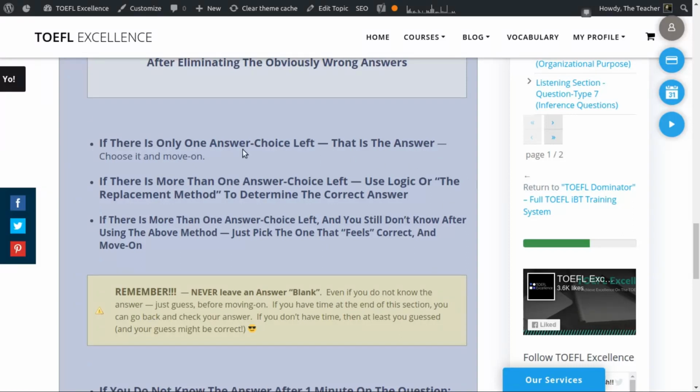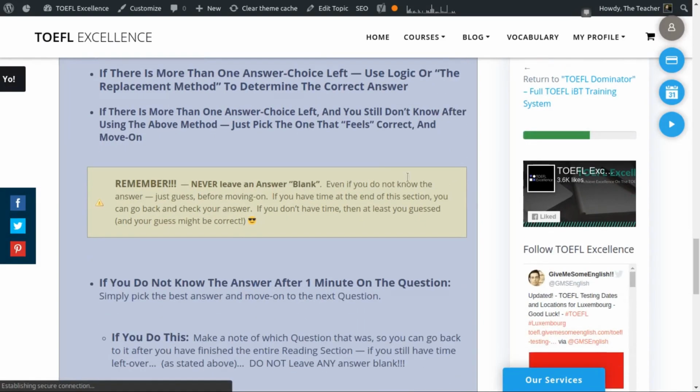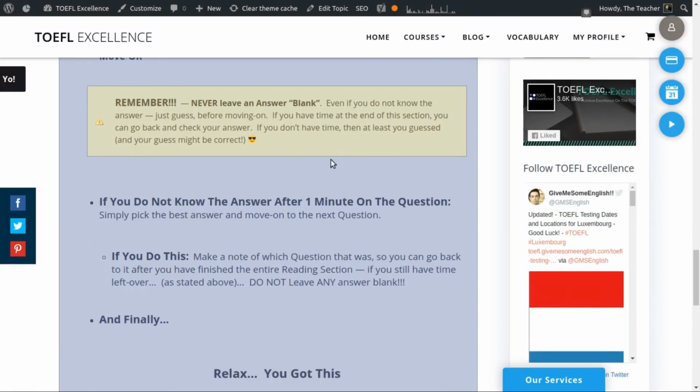So if there is more than one answer choice left, use logic or the replacement method to determine the correct answer. Once you've done that, move on. If there's more than one answer choice left and you still don't know which one it is, just pick the one that feels correct. Remember to never leave an answer blank. This is because if you leave it blank and then you run out of time, then you will obviously get a 0 for that question. If you just guess, then you might get that one correct. And if you run out of time, well, then at least you make points for that.